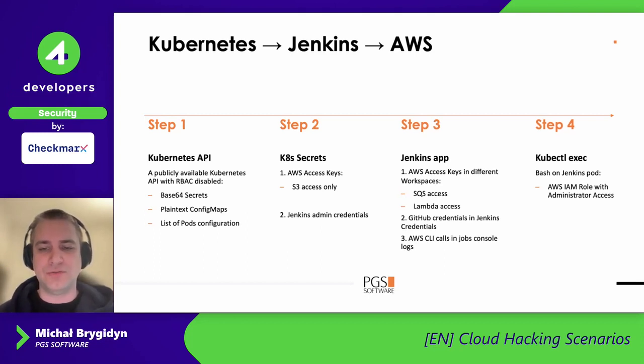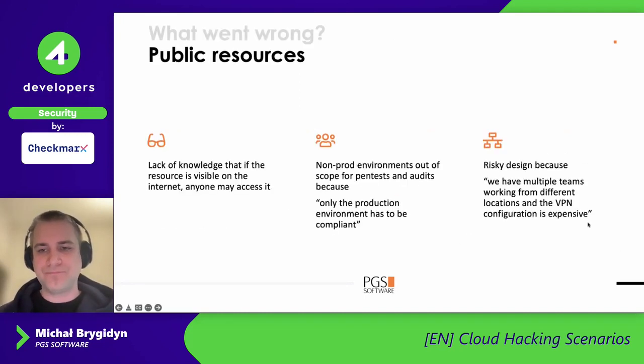I needed a way to communicate with AWS as Jenkins. So using kubectl, I started a shell. I started a bash on the Jenkins pod, and voila, Jenkins was using an IAM role with full admin access on AWS. So starting from a public Kubernetes API, I was able to get full admin access on the AWS account because of small misconfigurations. And now, what went wrong in that case?